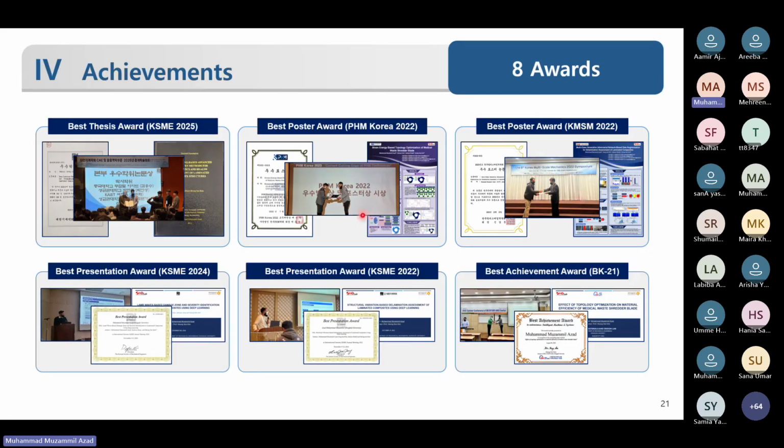And these are some awards. I got the best thesis award from the Korean Society of Mechanical Engineering, and I got some other awards from different conferences based on my PhD work, such as two Best Poster Awards and some Best Presentation Awards.